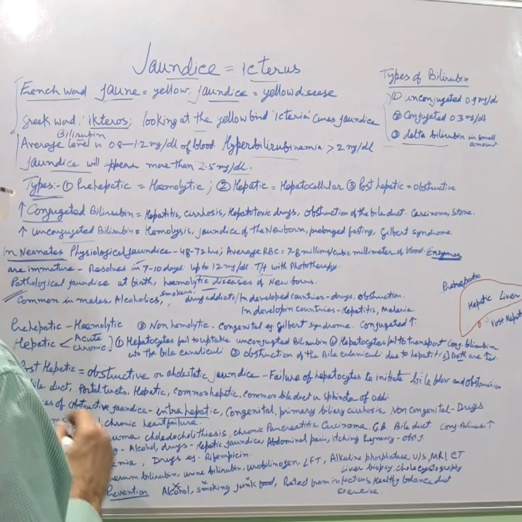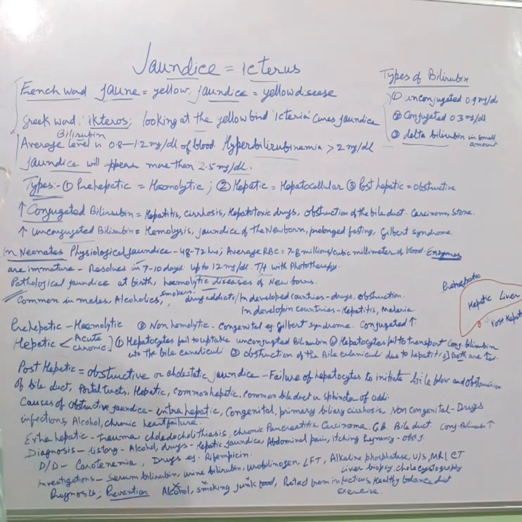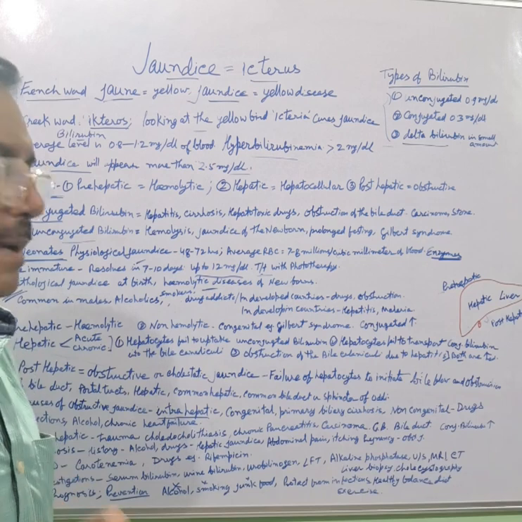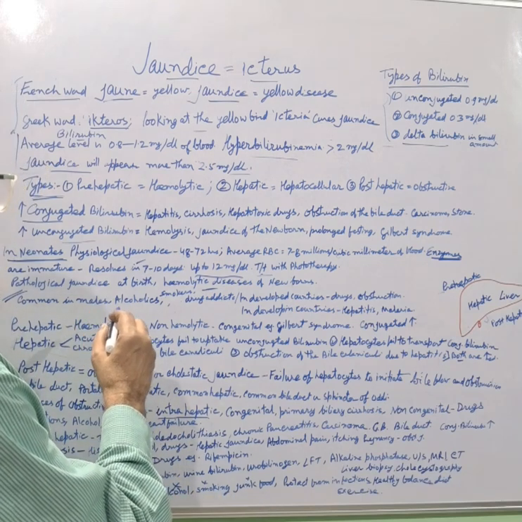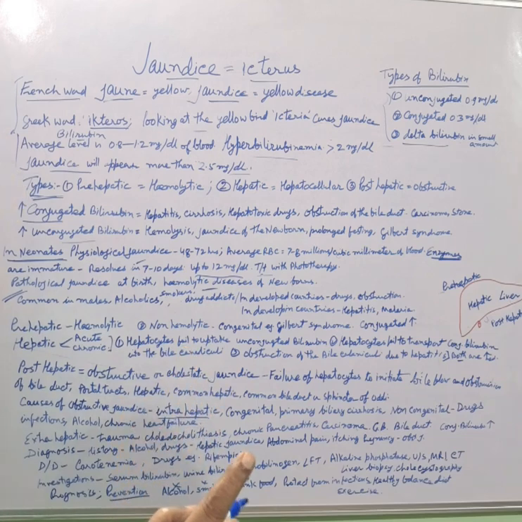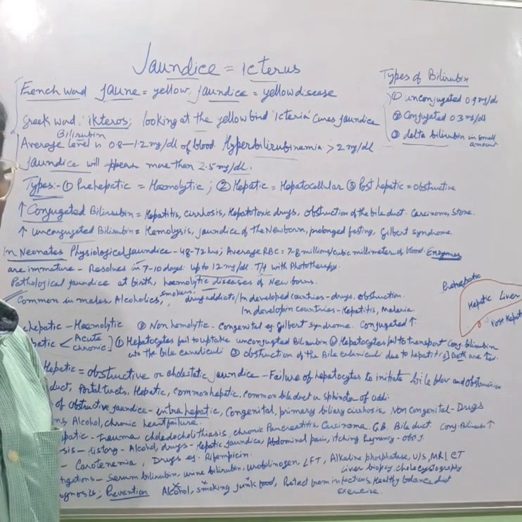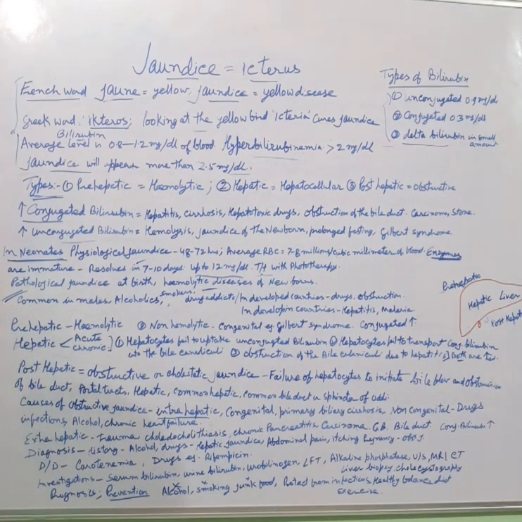Second is pathological jaundice. It is present at the time of birth, and it is due to hemolytic disease of the newborn. It is a somewhat serious condition and needs immediate help and treatment.